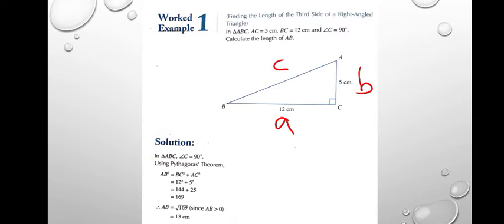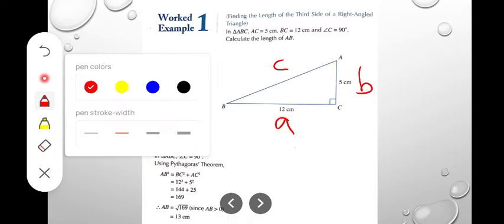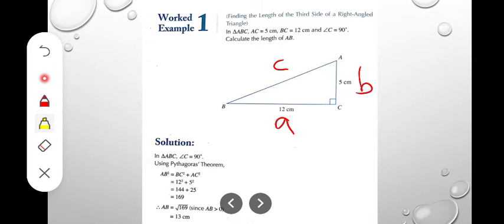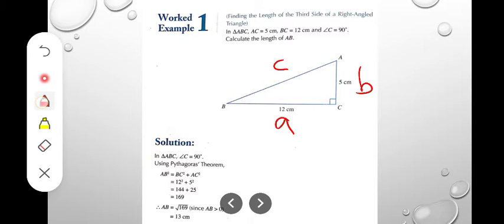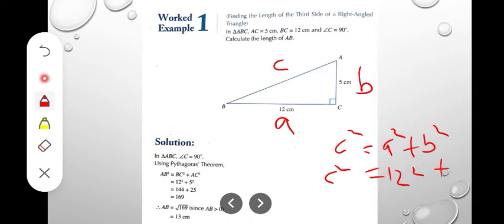So again, the formula was C squared equals A squared plus B squared, right? So C squared equals 12 squared plus 5 squared, right? Now this is the C squared.